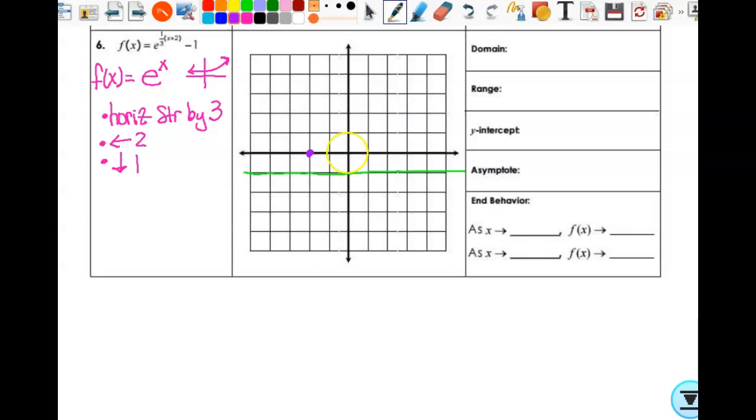My next anchor point, when x is 1, I substitute it in there. I get about 2.7. I'm right here. I have a horizontal stretch by 3. That means you multiply the x value by 3. My x value is currently 1. 1 times 3 is 3, so it changes from 1 to 3. Okay? Then I move to the left 2 and down 1.